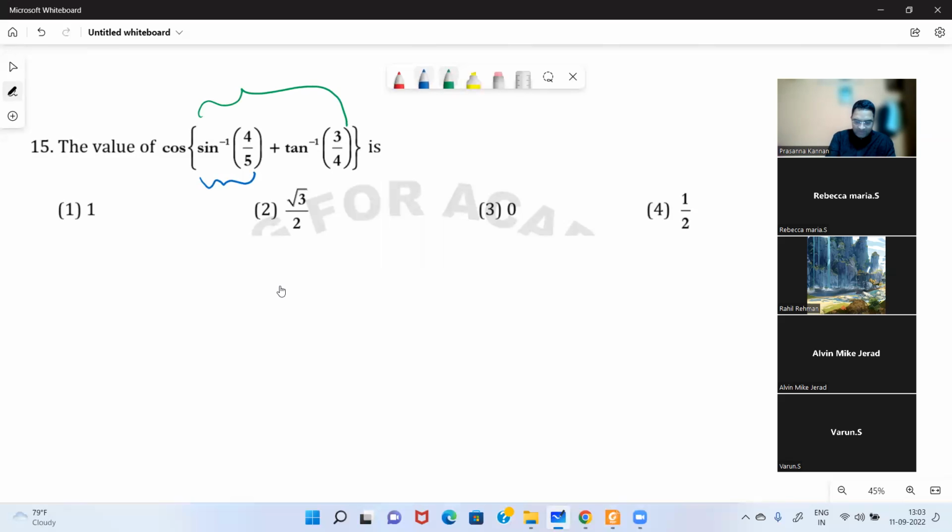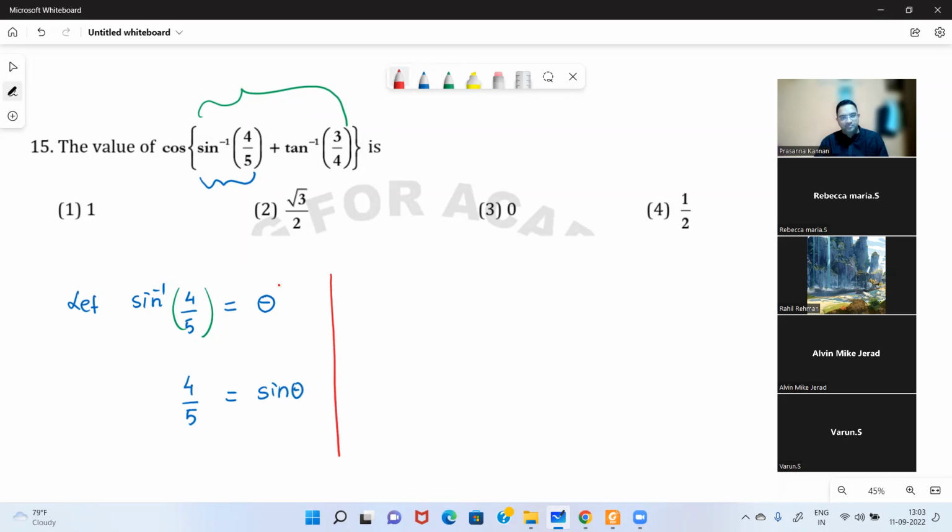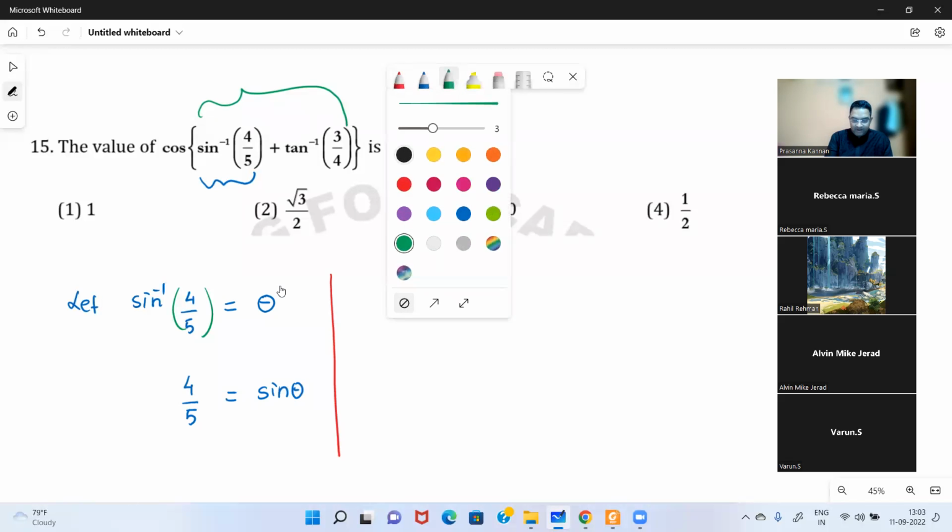So let's do it step by step. First, let sine inverse of 4 by 5 be equal to some theta. Then 4 by 5 will be equal to sine theta. Clear? Now you can draw a triangle.